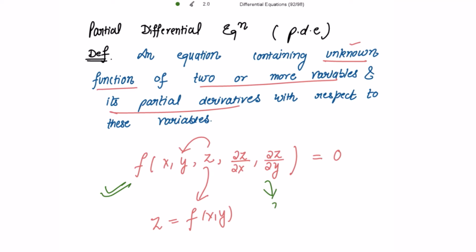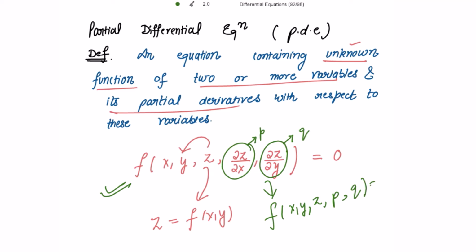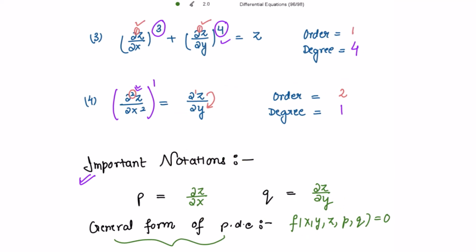In the general form, it is f(x, y, z, p, q). Instead of partial derivative of z with respect to x, we write small p. And instead of partial derivative of z with respect to y, we write small q. So this is your general format for the partial differential equations involving the independent variables, the dependent variable, and p and q, which are the partial derivatives of z with respect to x and y respectively. So this is the general form of partial differential equation. Now let's move on to the example of how to form the partial differential equation.